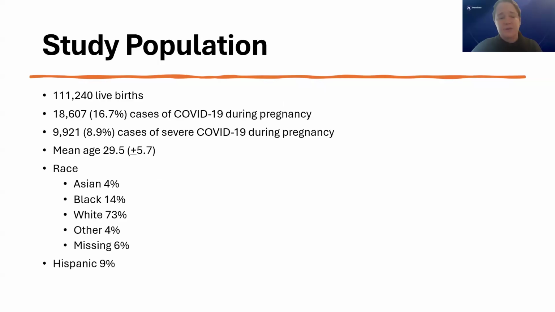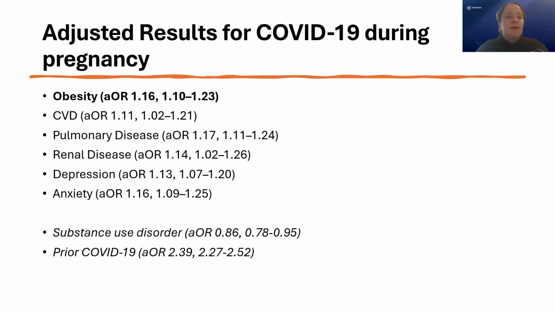For this study population, it's very similar to the previous, but just to highlight, we had 17% of cases of COVID-19 during pregnancy, and about 9% had severe COVID-19 during pregnancy. So these are our adjusted results for COVID-19 during pregnancy, and we don't see diabetes or hypertension. They were both associated with COVID-19 during pregnancy in the bivariate analysis, but not the adjusted analysis. But obesity remains in the adjusted analysis as an independent risk factor for COVID-19.